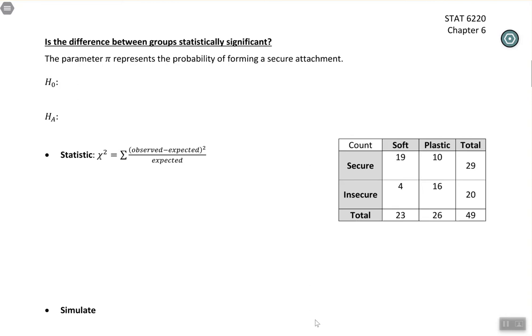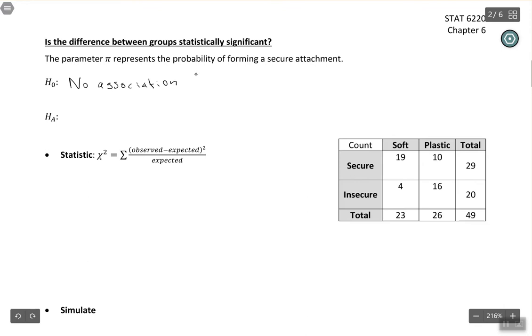So we've been talking about the strength of association between two variables, but what about the strength of evidence? Is the difference between the groups statistically significant? So our null hypothesis will be that there's no association between the groups.